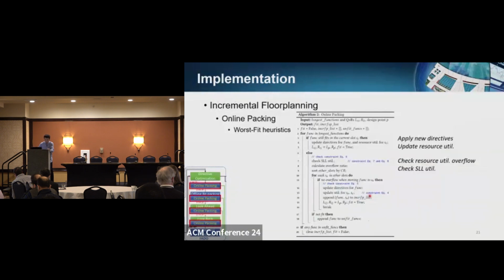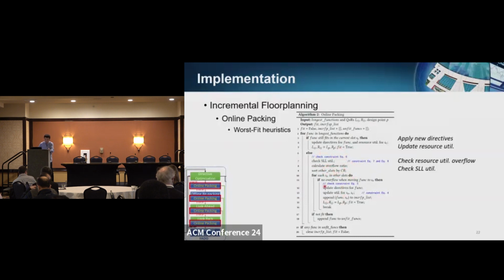In the floor planning, to avoid congestion from a high abstraction, we have online packing and offline packing, right? The online packing stage applies the worst fit heuristic from the bin packing family. It tends to balance the utilization ratio among different resources and different slots. We first check whether a function can still fit into its current slot after applying new directives. If not, we sort other slots according to the non-decreasing order of the critical resource and try to pack into them one by one. This is the online stage.